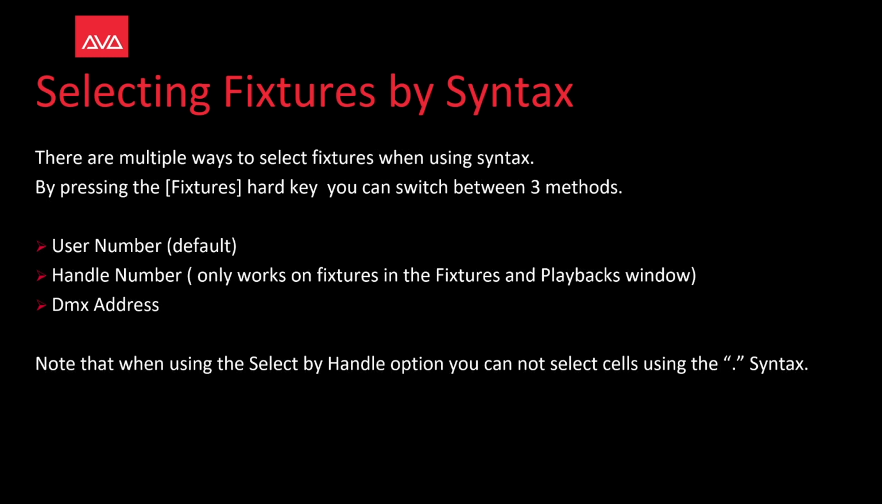There are multiple ways to select fixtures when using syntax. By pressing the fixtures hard key, you can switch between the three methods. User number, which is the default. Handle number, which only works on the fixtures in the fixtures and playbacks window. And DMX address. Note, when using select by handle options, you cannot select cells using the dot syntax.